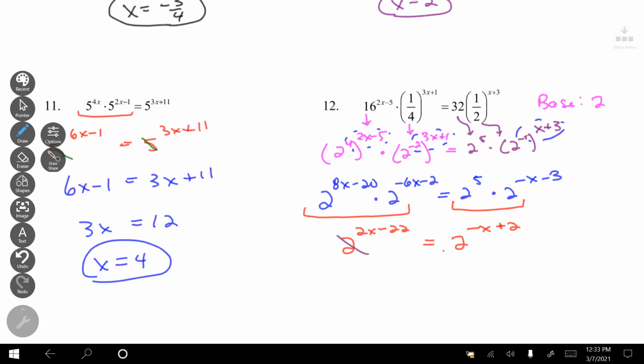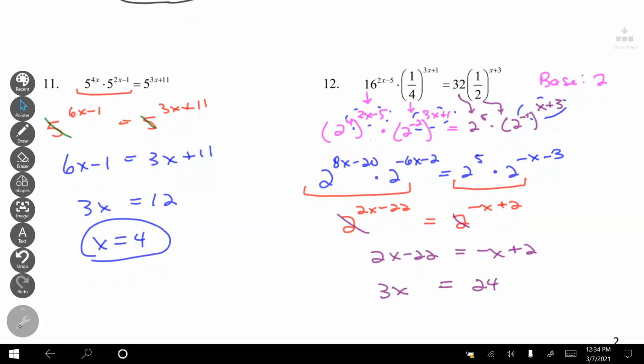I have a nice same base. 2x minus 22 is equal to negative x plus 2. I could add the x to the other side to make it 3x. I could add the 22 to make 24. And for my final solution, I get x is equal to 8. And I could put that back in the calculator to see if it all works out.